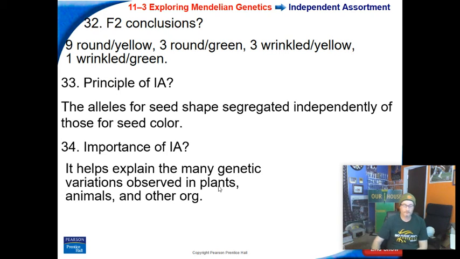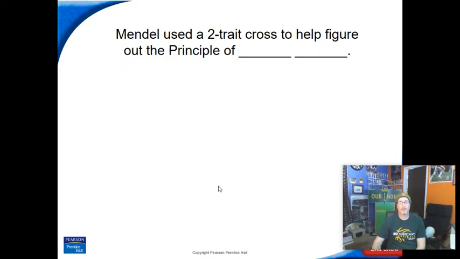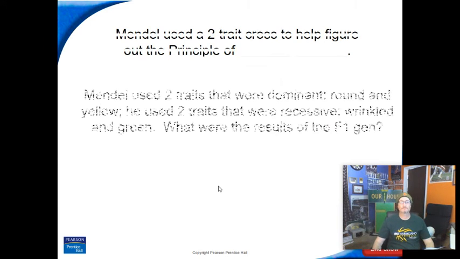Moving ahead. Please use this as an opportunity to practice with your notes. Mendel used a 2-trait cross to help figure out the principle of blank, blank. You might want to take a look back at number 27. You got it. Principle of independent assortment.